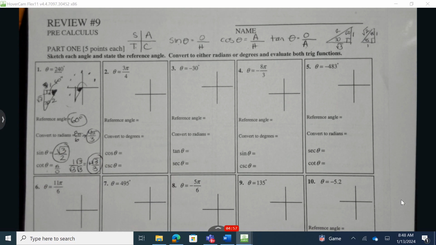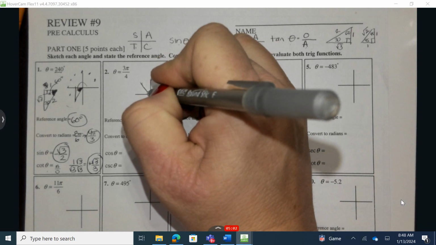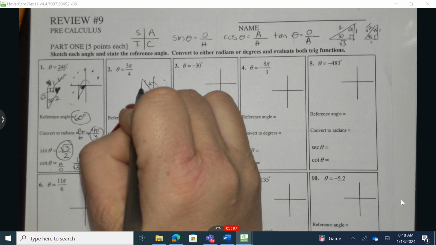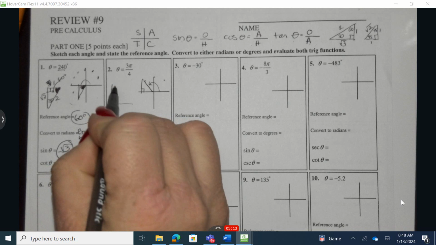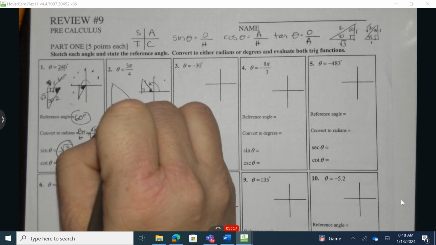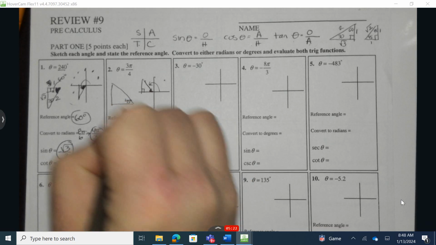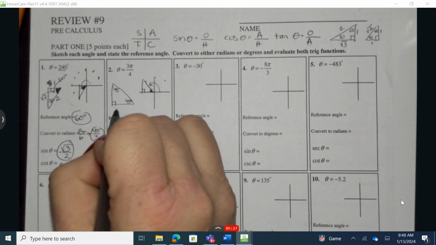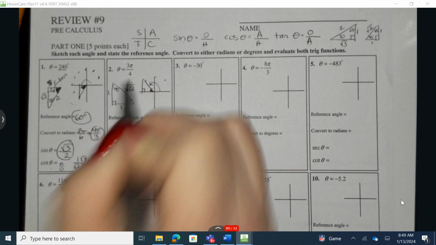3 pi over 4. When 4 is on the bottom, I can count by 45s. 1, 2, 3. This is the angle 3 pi over 4. Again, we're going to create a right triangle with the x-axis. I'm going to come off the side and create that. That interior angle is the angle that's referred to as the reference angle, and that's a 45-degree angle back to the x-axis. This is 45 and 90. Now I need to refer back to the information I wrote at the top of the paper. You will need to memorize that.